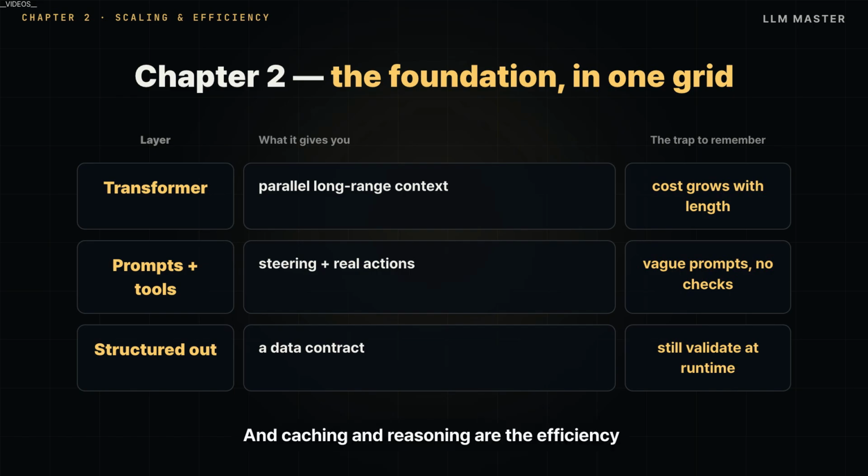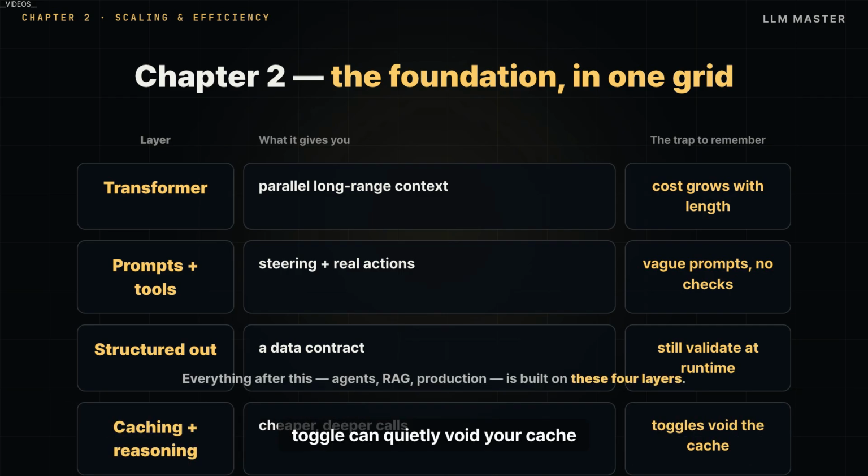And caching and reasoning are the efficiency layer that decides what your system costs to run, as long as you remember that the wrong toggle can quietly void your cache. Every chapter after this one, agents, retrieval, production, deployment, is built directly on these pieces. Get comfortable here, and the rest of the course clicks into place.